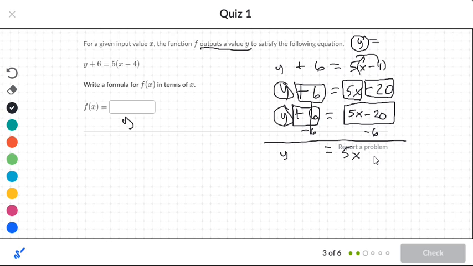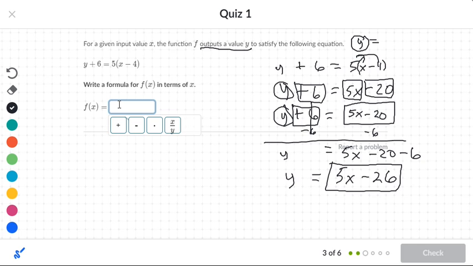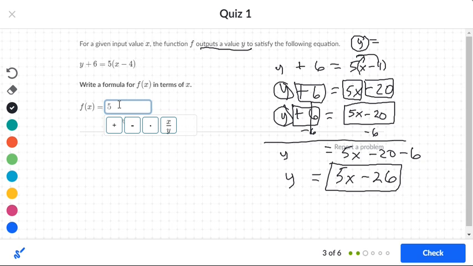So this is 5x minus 20 minus 6. So what I can do now is have 5x, and that minus 20, that minus 6 can become a minus 26. Now remember, when you put your answer down, don't include the y, only put in the 5x minus 26. So right here we'll put in 5x minus 26. And notice that it says f of x, and notice that the output is the equation 5x minus 26. They both have x's.